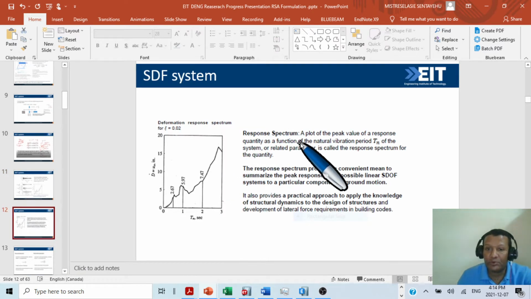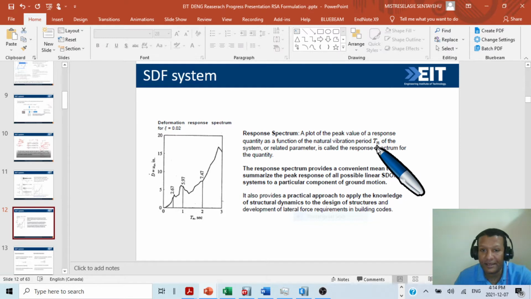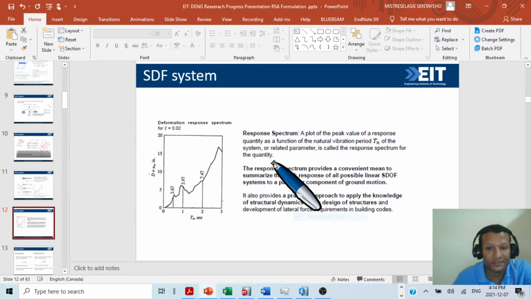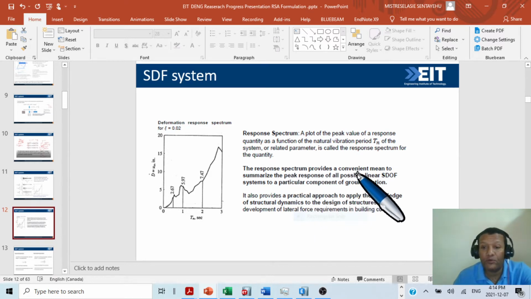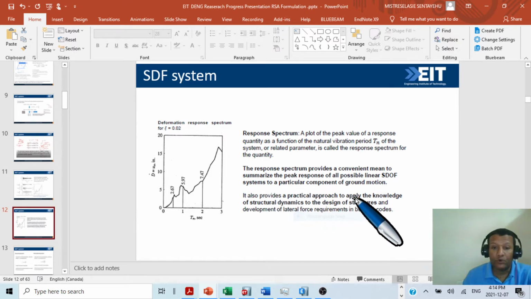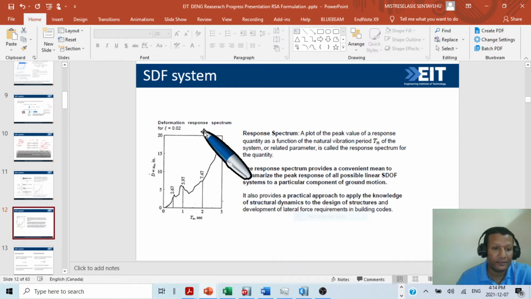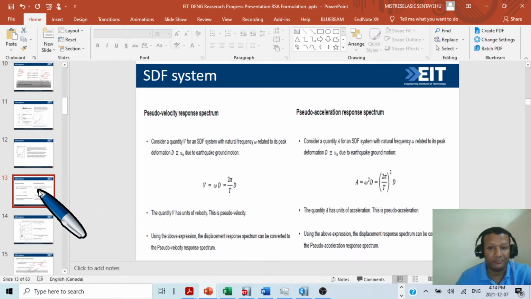A plot of the peak values of a response quantity as a function of the natural vibration period Tn of the system, or a related parameter, is called the response spectrum of that quantity. The response spectrum provides a convenient means to summarize the peak response of all possible linear single degree of freedom systems. It also provides a practical approach to apply the knowledge of structural dynamics to the design of structures and to develop lateral force requirements in building codes. So this is how we construct the displacement response spectrum.